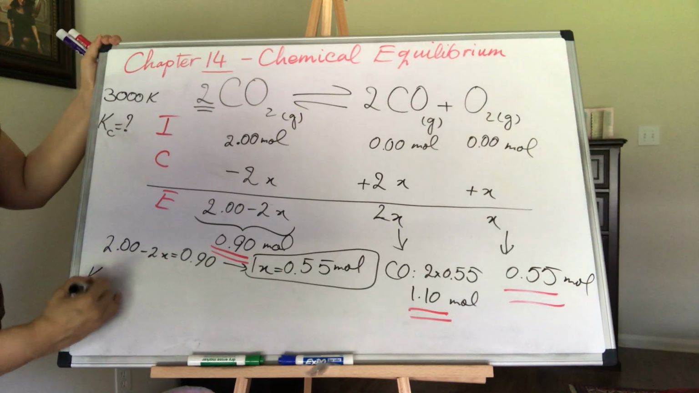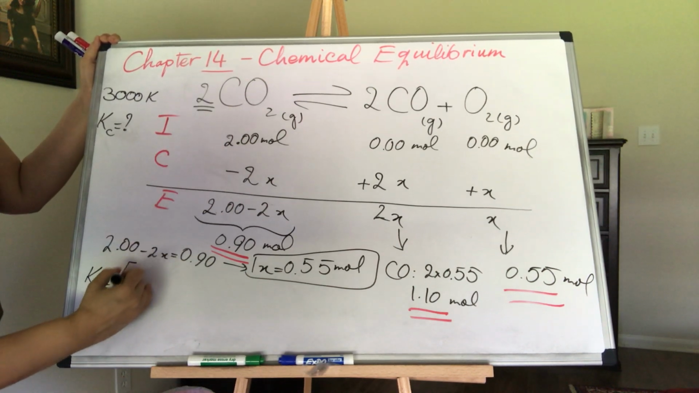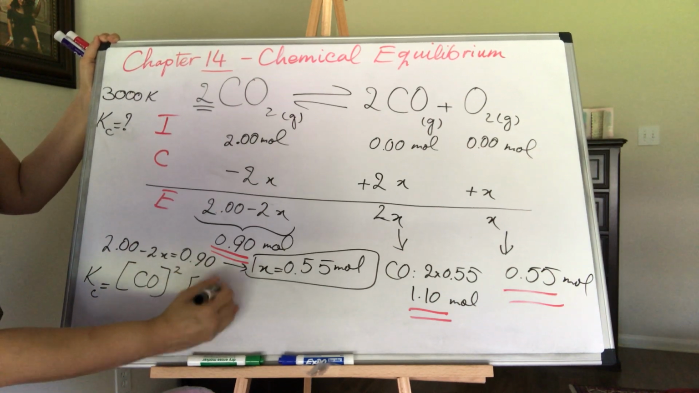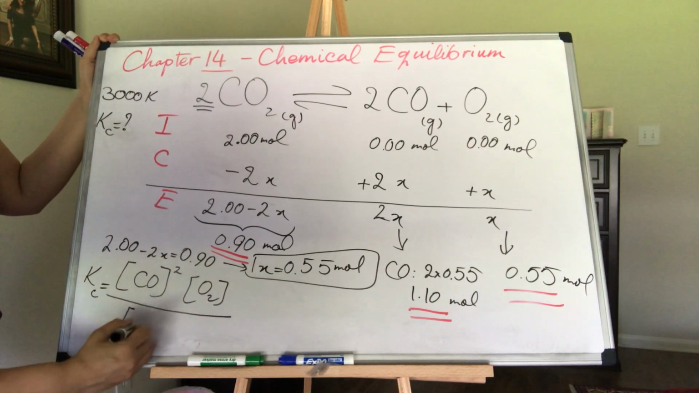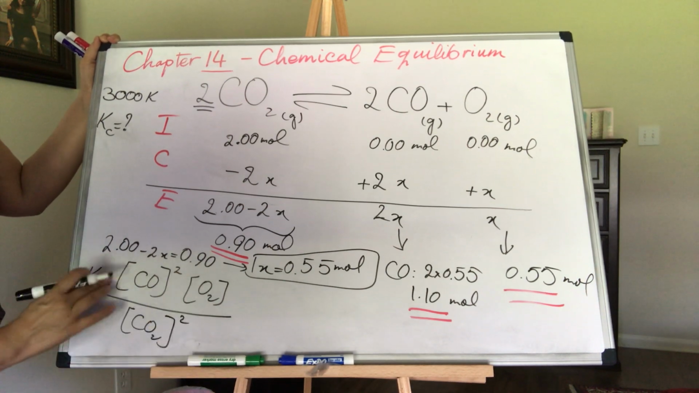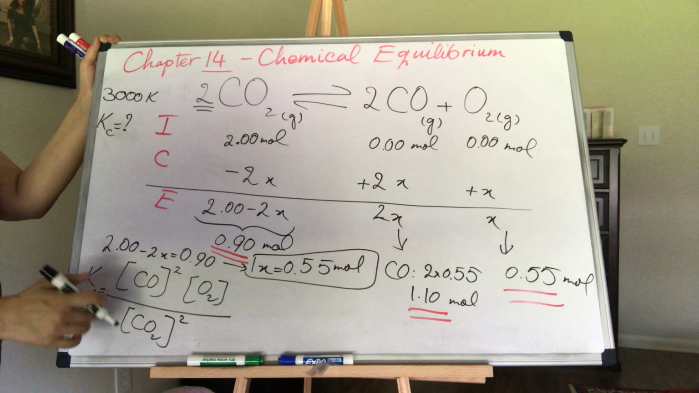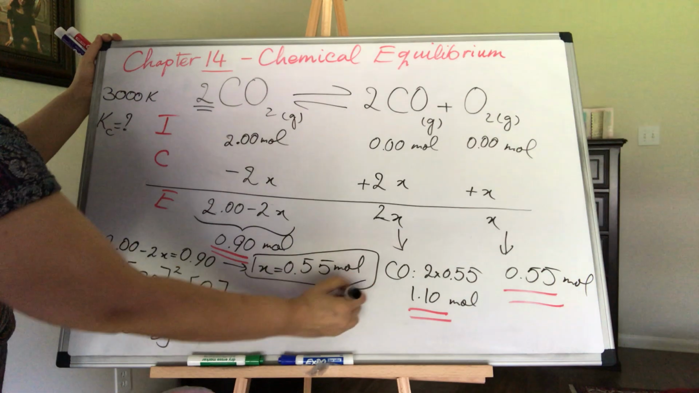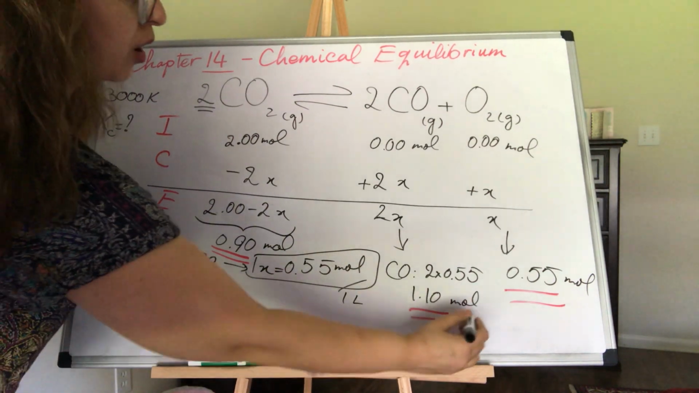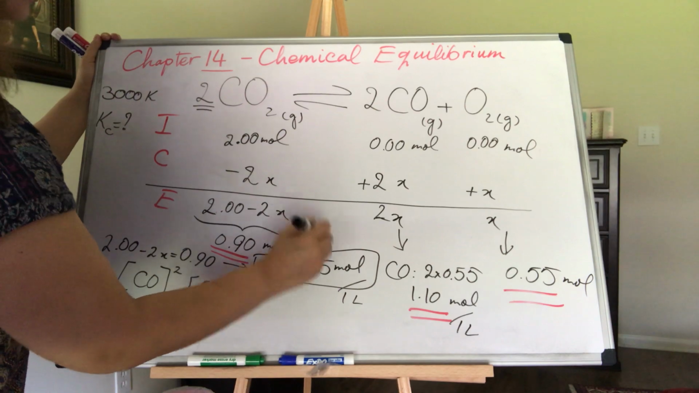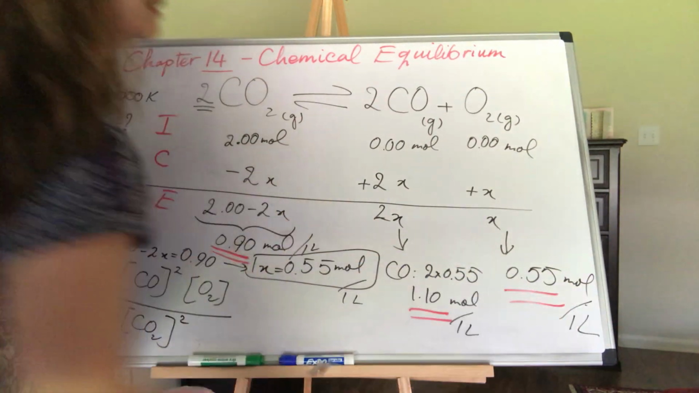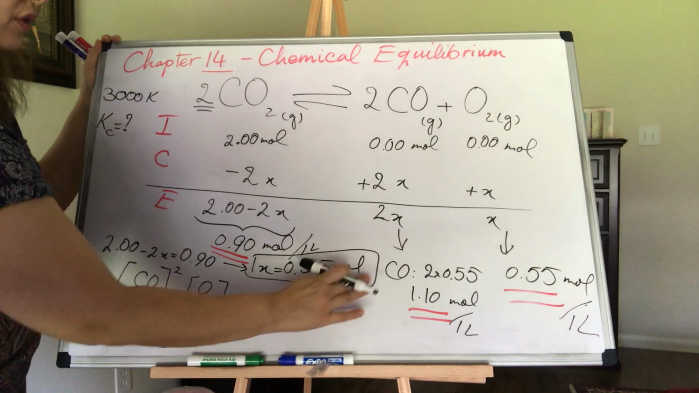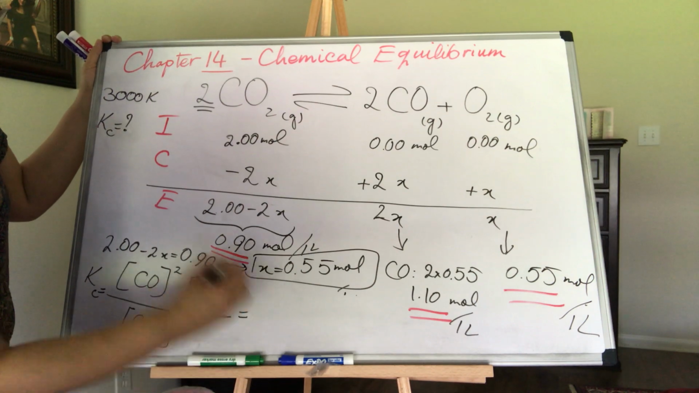For Kc, what are you supposed to do? The molar concentrations of carbon monoxide to the power of 2, oxygen, and divided by carbon dioxide to the power of 2. These are molar concentrations, and these are the number of moles. But you are lucky here, because if you go back to the question, you had 1 liter. So the moles and the molarity are the same here. If the liter is not the same, then molarities are going to change.